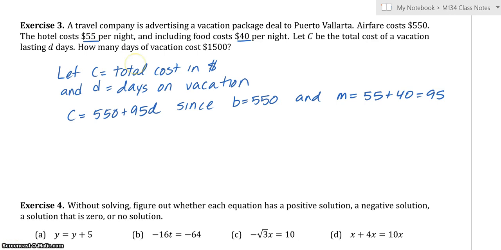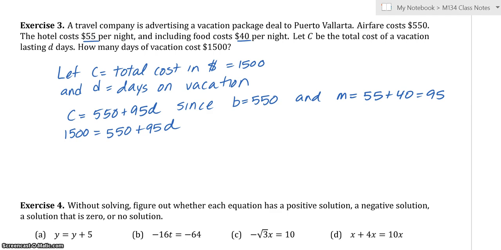How many days of vacation costs $1,500? $1,500. So I'm going to put my $1,500 in for my cost. Now, it really wouldn't be wrong. I didn't do this on the last question, but if you even started with this and didn't ever put a C, since the C is known, you could have just put what the C is.